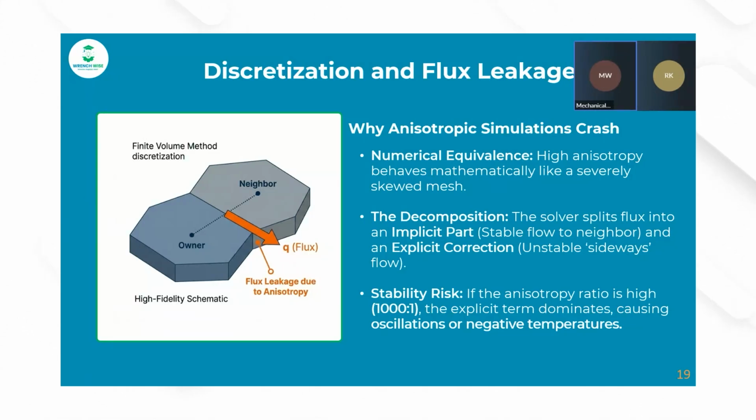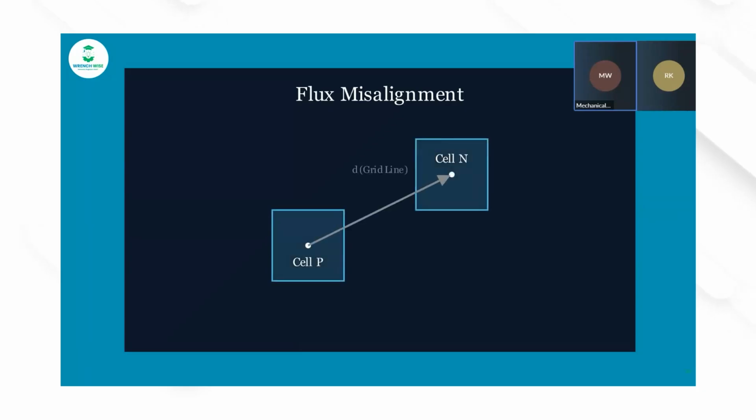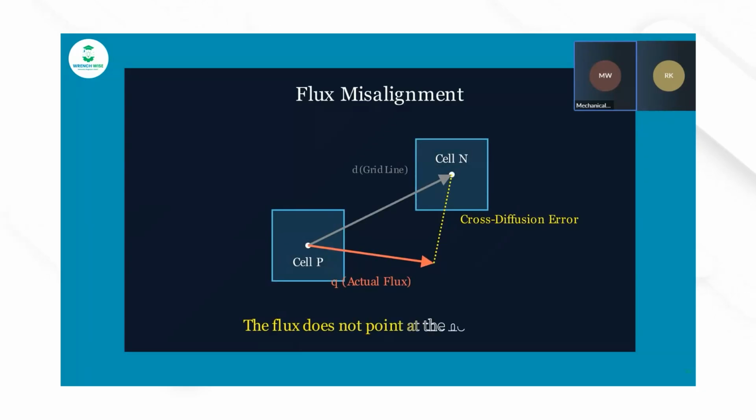So let's take a look at how we can fix those. If you have two cells here, the actual flux may be happening in a particular direction. The flux doesn't point at the neighbor itself, and the CFD solver will have a harder time mapping how to move your heat from one point to another, because our thermal conductivity itself is anisotropic, defined by a tensor.